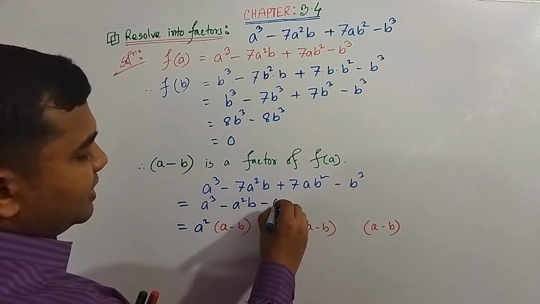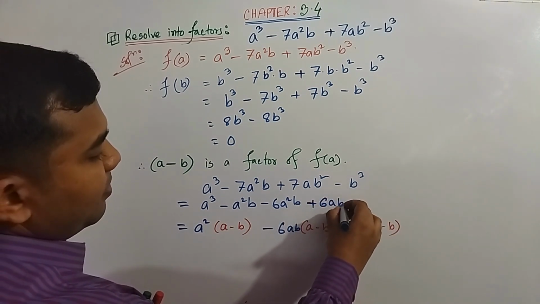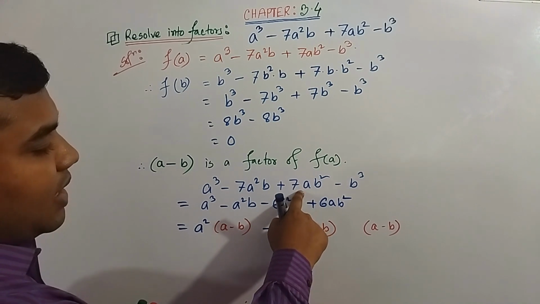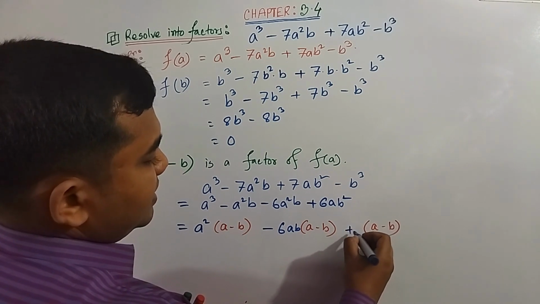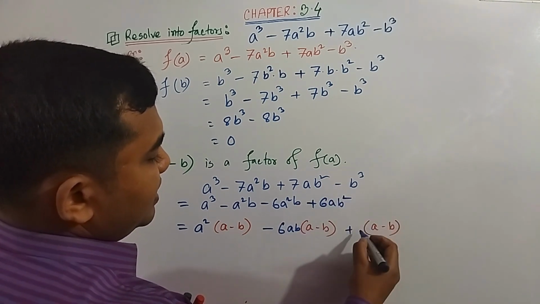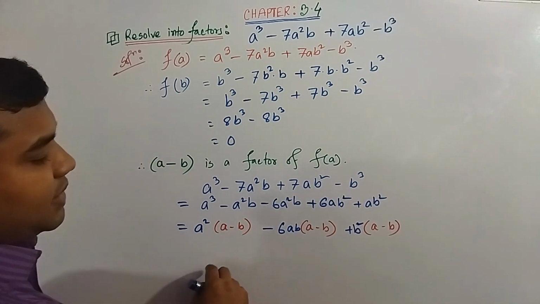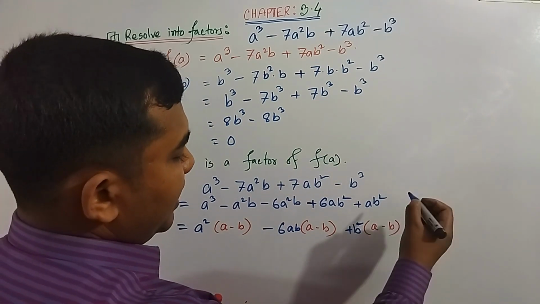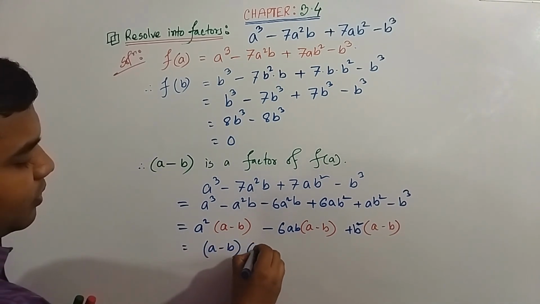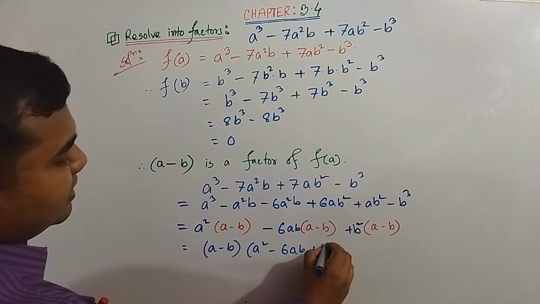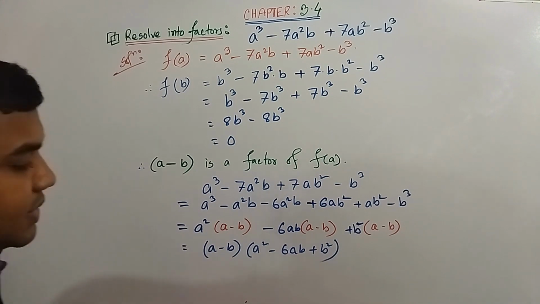Here it was a, so we need again a and b. So we'll get minus 6a square b and 6ab square, that is plus 6ab square will be there. But we need another ab square, that's why we will go for plus a, so only b square is needed. So b square into a is plus ab square, so it has been matched, that is 7ab square, and b square into minus b is minus b cube. Then we get a minus b into a square minus 6ab plus b square. Dear students, that is our required answer.